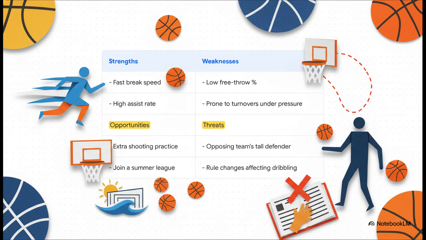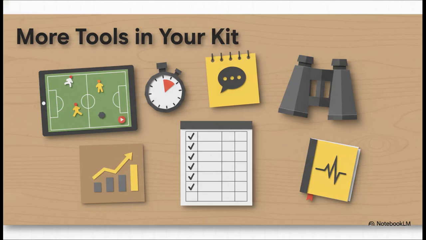It's not just, I'm a fast player, it's fast break speed. It's not, I'm bad at shooting, it's low free throw percentage. That's the detail we need. Opportunities are things you can actively do to get better, and threats are those outside things, like that one defender who's always in your face. But a SWOT analysis is just the beginning.